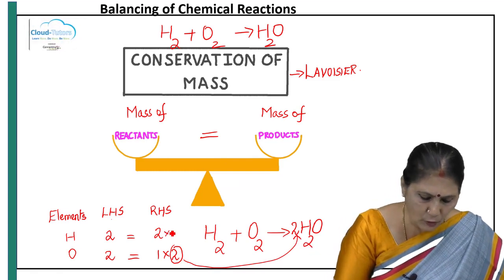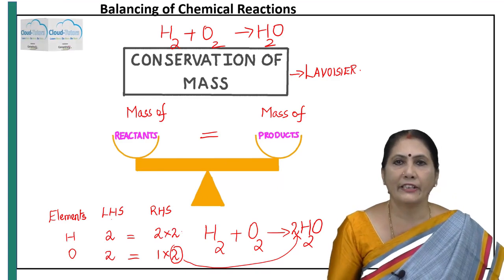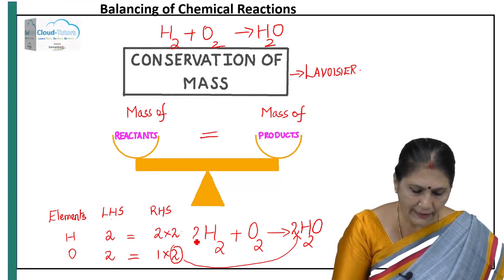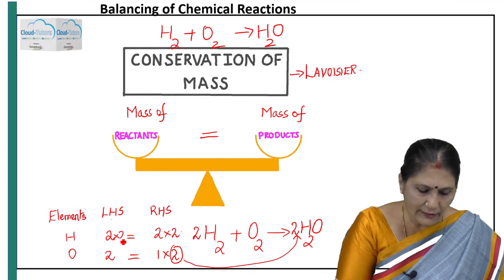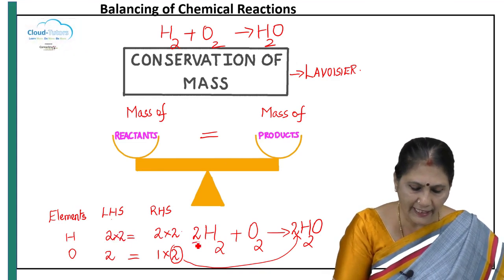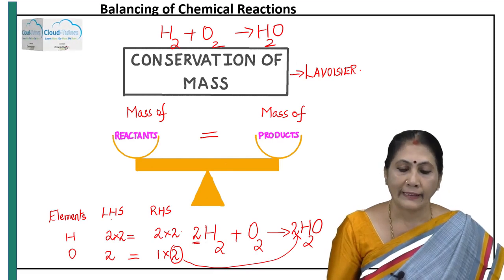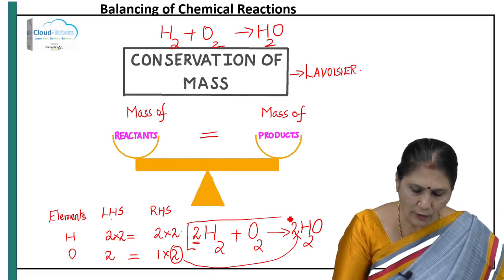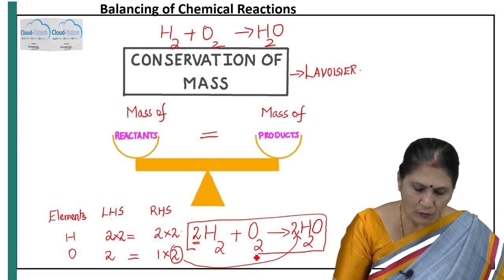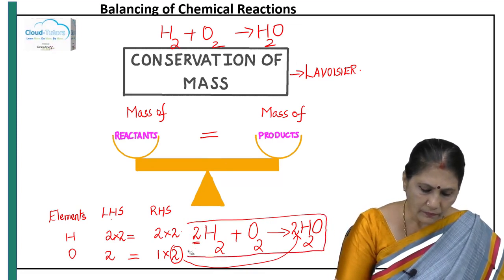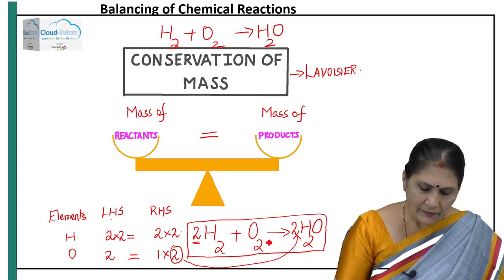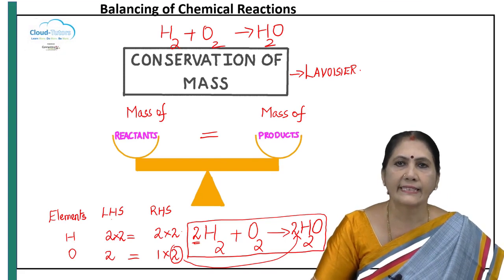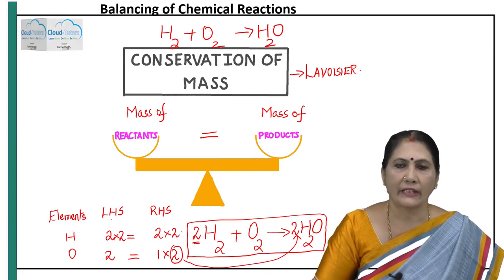So now this 2 into 2 which you have introduced has to become equal on the reactant side. That means on the left hand side, I have to write the number 2. That means this equation 2H2 plus O2 gives 2H2O is only referred to as a balanced equation.